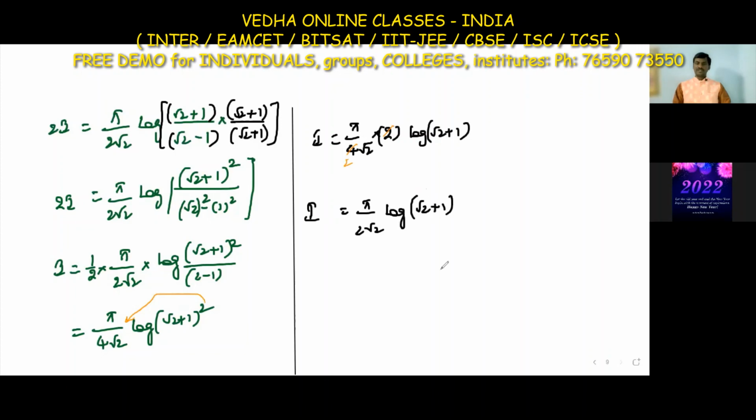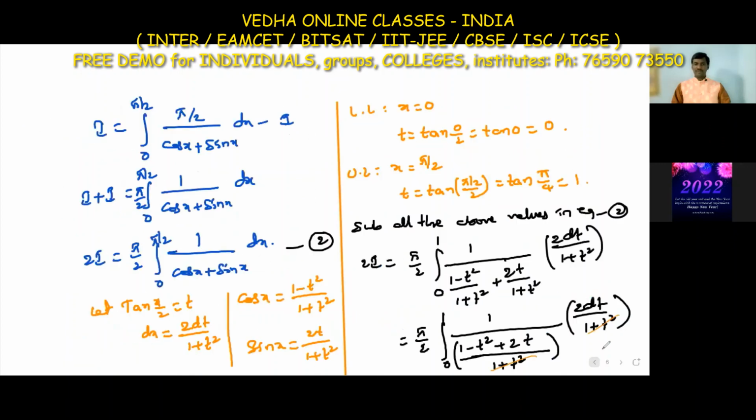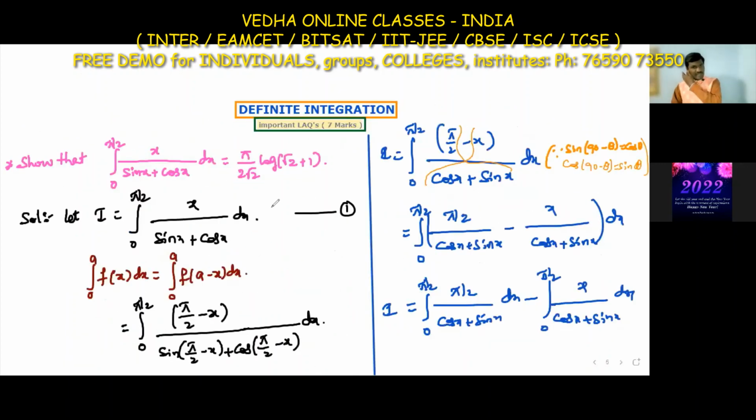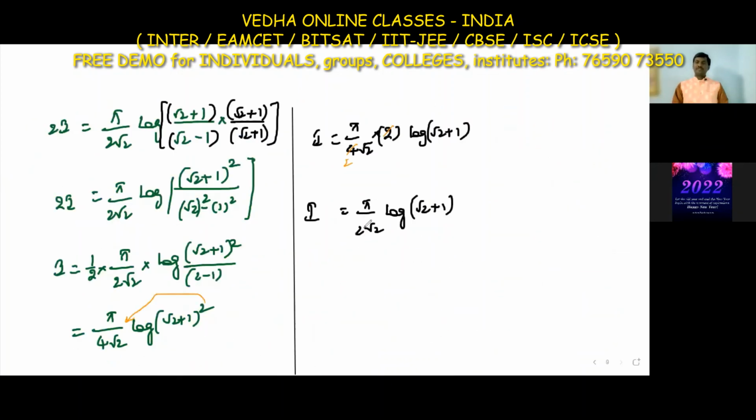Okay, so now this becomes pi divided by 2 root 2 into log of (root 2 plus 1). So this is the value of I. What do we have to prove? Check it once: pi divided by 2 root 2 into log of (root 2 plus 1). We have to prove this only, right? Are we getting the same thing here? Pi divided by 2 root 2 into log of (root 2 plus 1), which is equal to RHS. We took the LHS and we are getting the RHS.